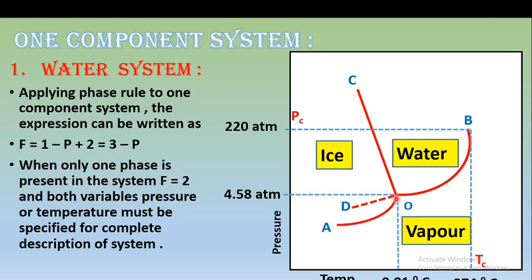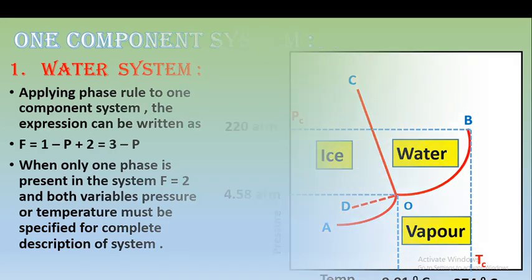And along the curve AO, which two phases are in equilibrium? Ice and vapor. Along the curve OB, which phases are in equilibrium? Water and vapor. Along the curve OC, which phases are in equilibrium? Ice and water. So in this way, by studying these different curves, we can say how many phases are in equilibrium with each other. So we have to study the detailed explanation of all these curves, that is, a description of areas.